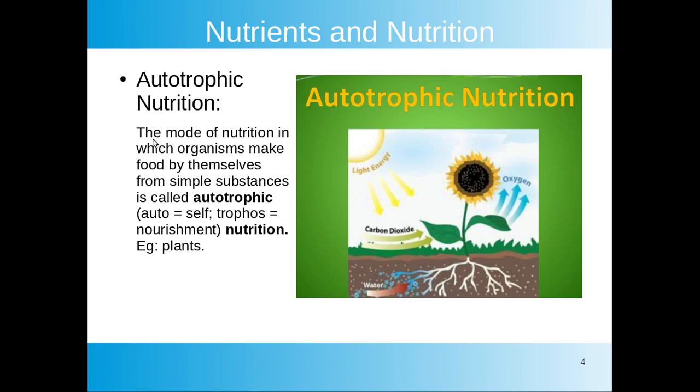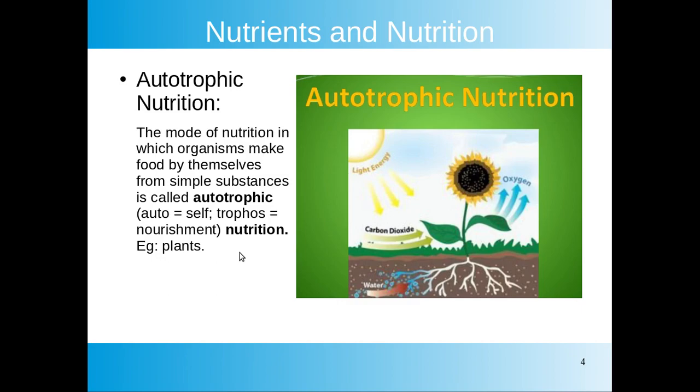The word autotrophic has been derived from two words. Auto means self, trophos means nourishment. That means the mode of nutrition in which organisms make food by themselves from simple substances is called autotrophic nutrition, and the best example is plants. This process of making food is known as photosynthesis.